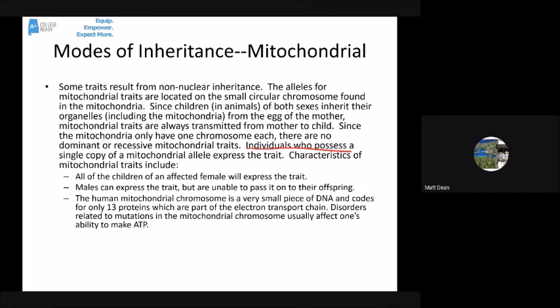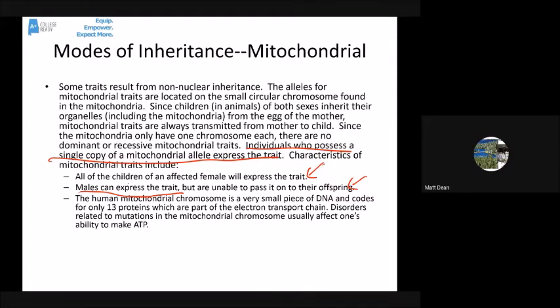Individuals who possess a single copy of the allele express the trait. So what we're going to see in mitochondrial types of pedigree charts is that all of the children of an affected female have the trait. Males can have the trait, but they don't pass it on.